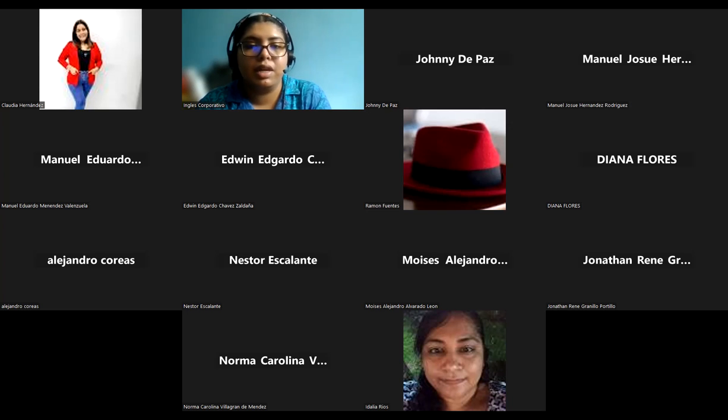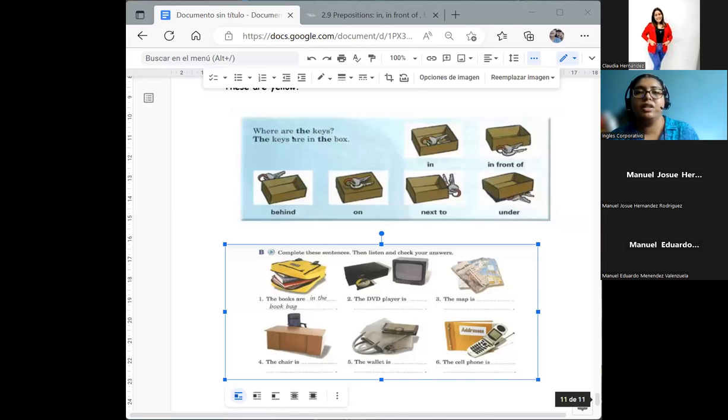So I am putting the image on the document. Give me a second. Okay, this one. Because I need to put them together because it's going to be easier to complete the exercise. Okay, like this. Okay, we have here the two different images.